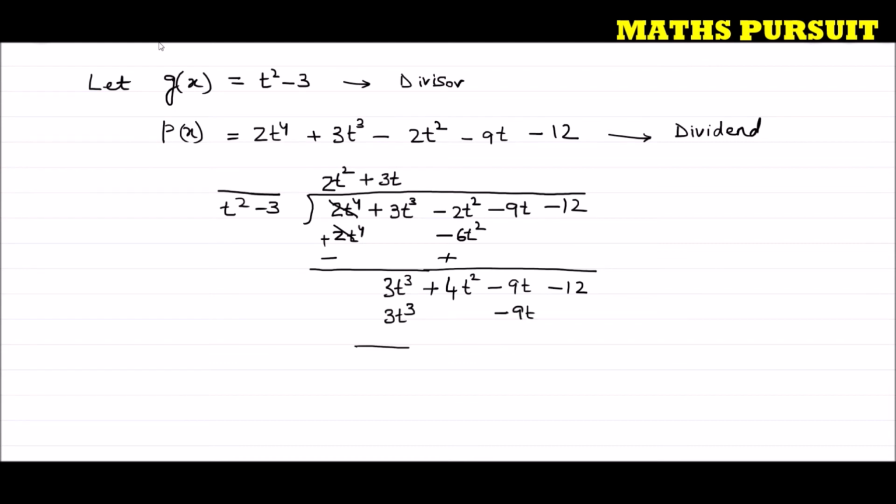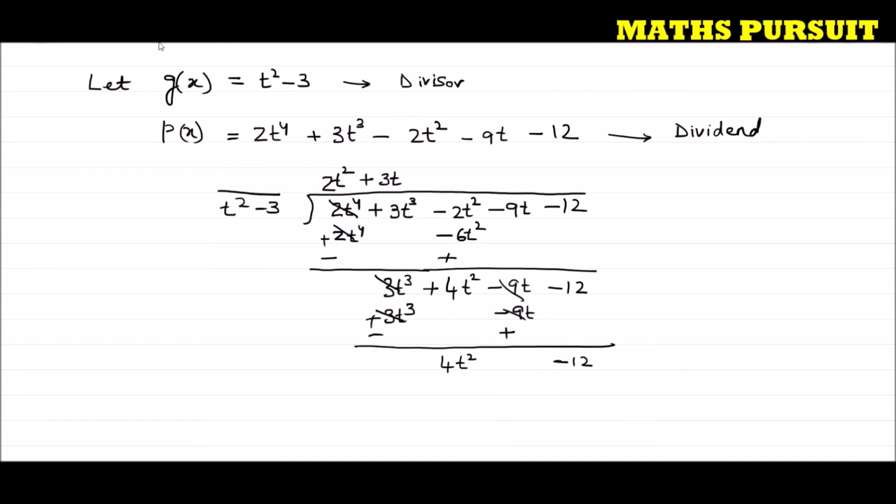So again, as usual, we are going to just reverse the symbols, minus plus. Now here 3t to the power 3 plus and this one minus, it cancels out, and we are left with 4t to the power 2, and this one also cancels out, and we are left with 4t to the power 2 minus 12. So this is what we got, minus 12.